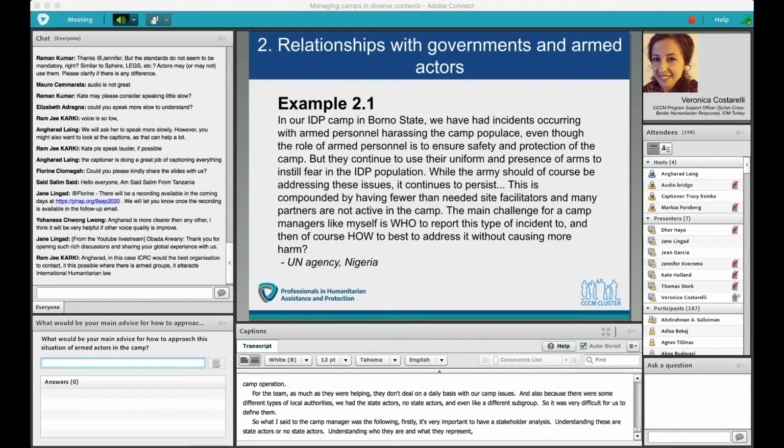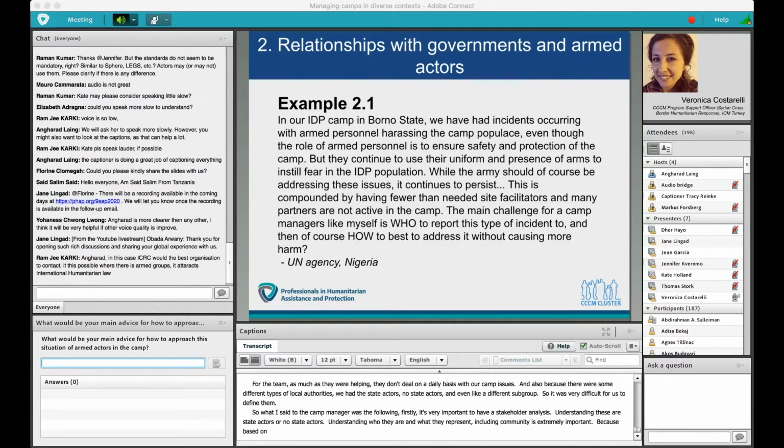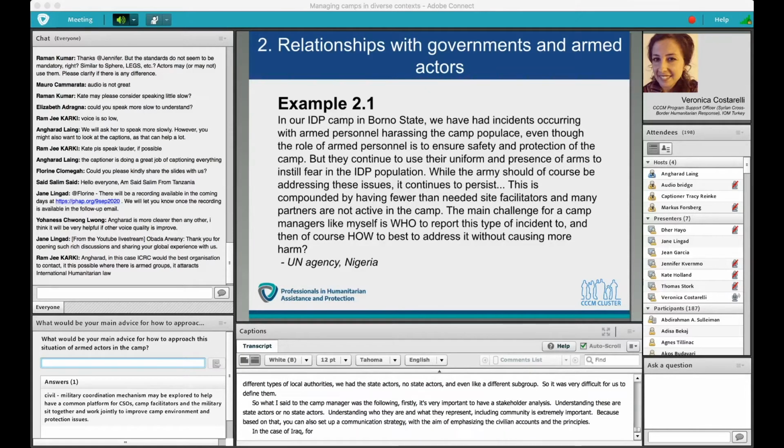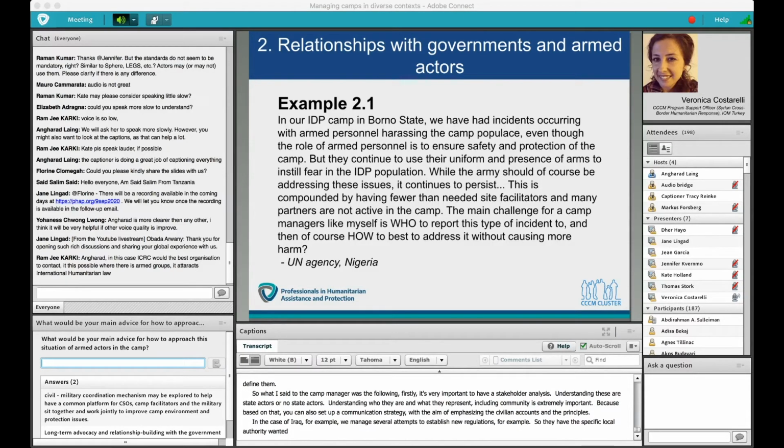Because based on that, you can also set up a communication strategy with the aim of emphasizing the civilian character of the camps and the humanitarian principles. In the case of Iraq, for example, after several attempts we managed to establish a few rules and regulations. If a local authority wanted to visit the camps, they needed to inform the camp manager ahead of time, even sharing the purpose of the visit.